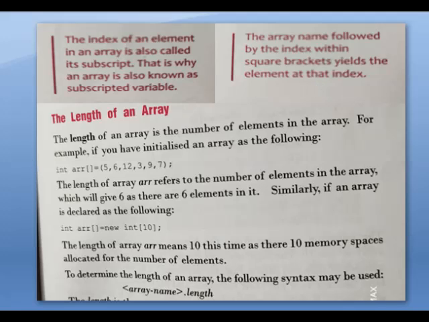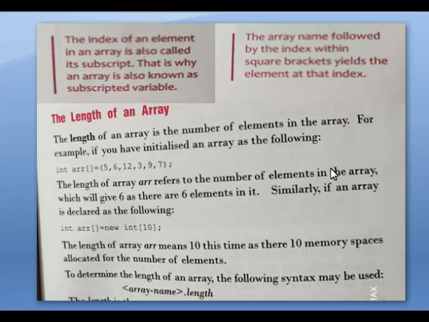For example, if you have initialized the array as the following, int ARR of, the elements are like this: 5, 6, 12, 3, 9, 7. So what is the length of this array? You have to count like this. The first element is 1. 1, 2, 3, 4, 5, 6. So the length of the array is 6. The length of the array ARR refers to the number of elements in the array, which will give you 6 as there are 6 elements in it.